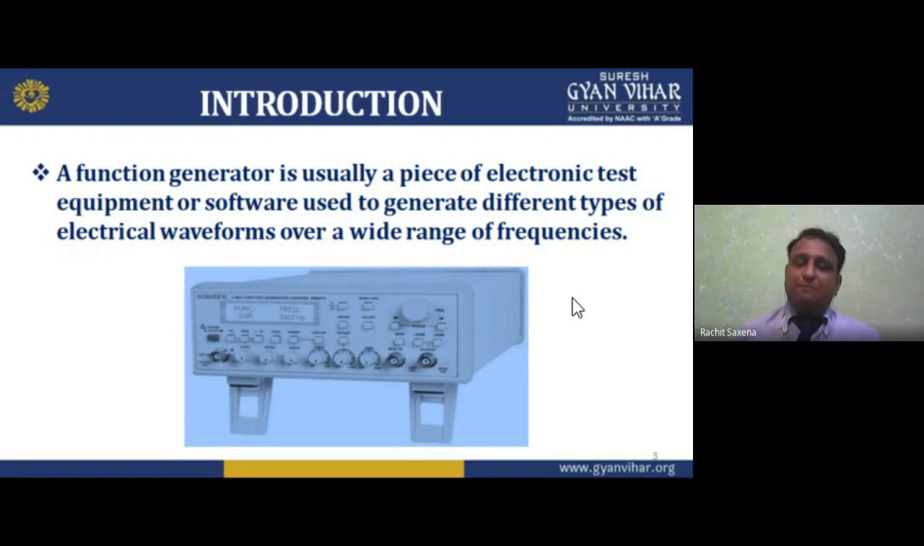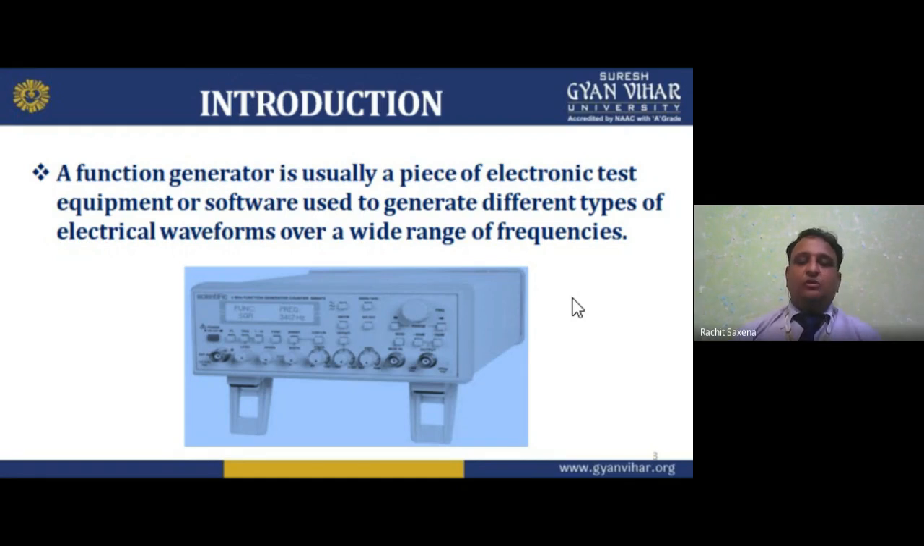So we can simply say that it is a part of a group. If a group consists of four parts, that is the one part which generates different types of electrical waveforms over a wide range of frequency. Which frequency do you want? 10 hertz, 20 hertz, kilohertz, megahertz.